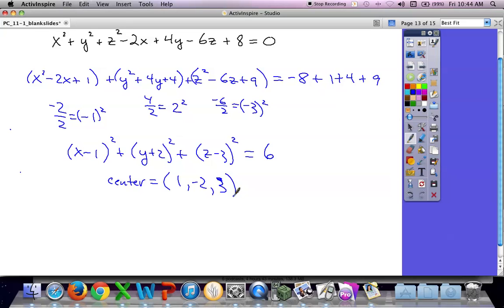Okay, and what is the radius? The square root of 6. Right? Remember, this is the r squared. So if you want to find the r, take the square root.